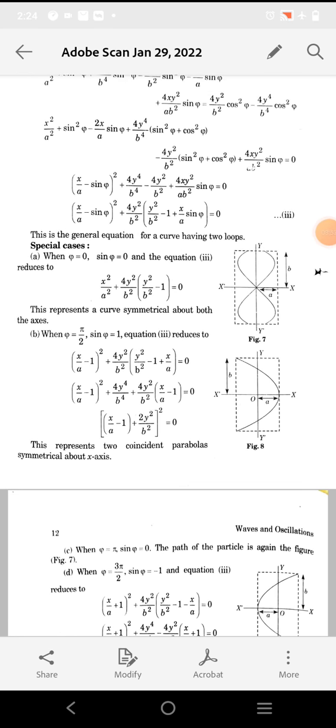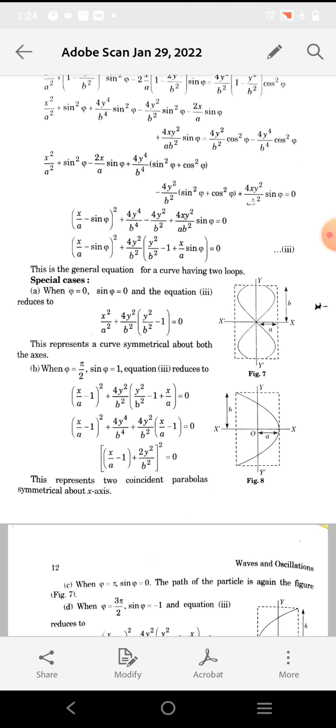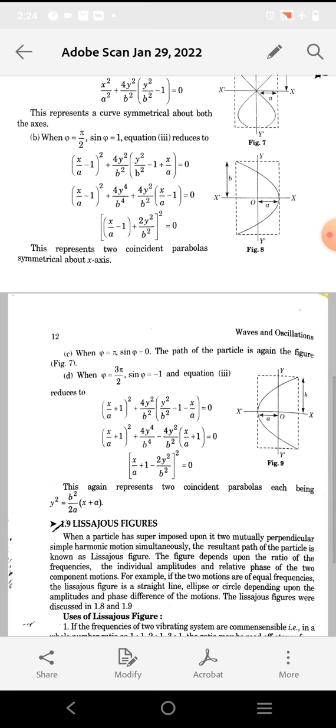This kind of figure we can get when two simple harmonic vibrations with different frequencies act on a particle. The particle path traced gives these figures, two loops and another one a parabola. These figures are called Lissajous figures. When two simple harmonic motions act simultaneously on the particle, the particle path given by the figures is called Lissajous figures.